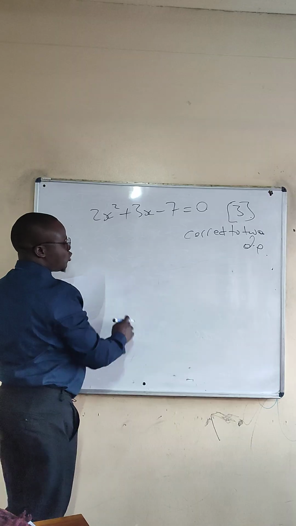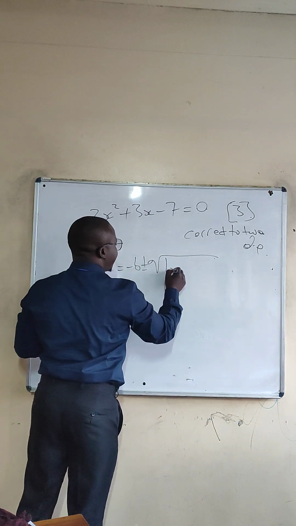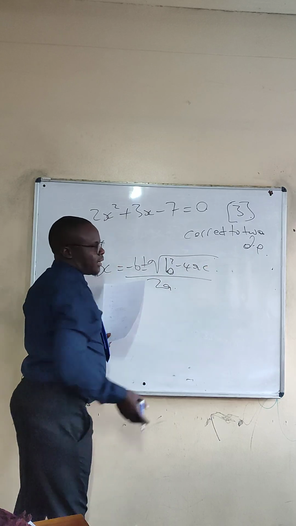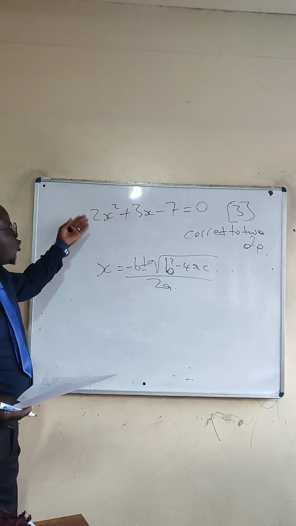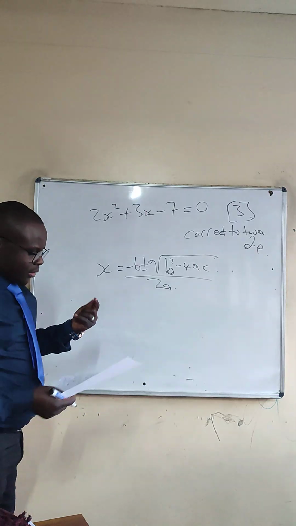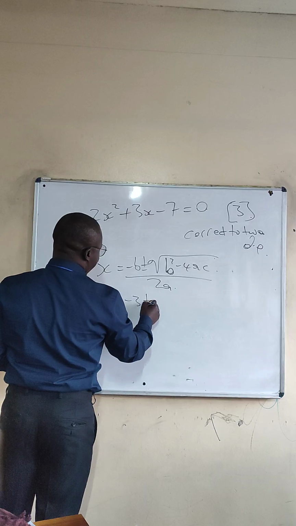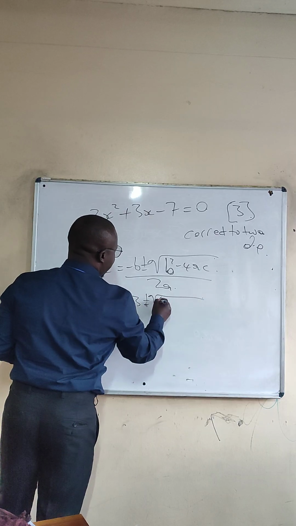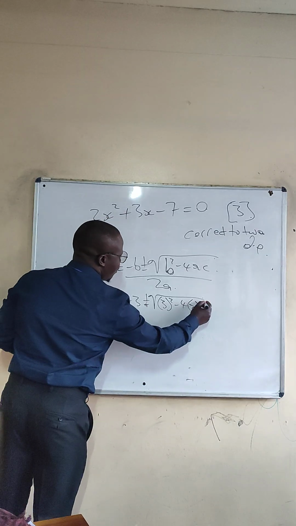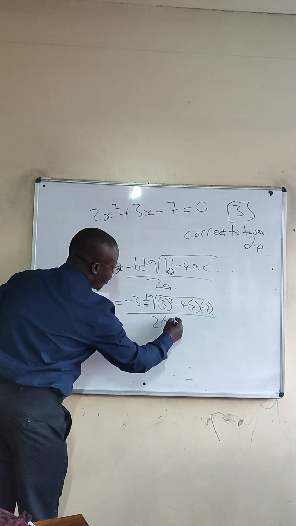What's the quadratic formula? As you are all aware, x equals negative b plus or minus the square root of b squared minus 4ac, divided by 2a. So we substitute: our a is 2, our b is 3, our c is negative 7. So x equals negative 3 plus or minus the square root of 3 squared minus 4, where a is 2 and c is negative 7, divided everything by 2a, which is 2 times 2.